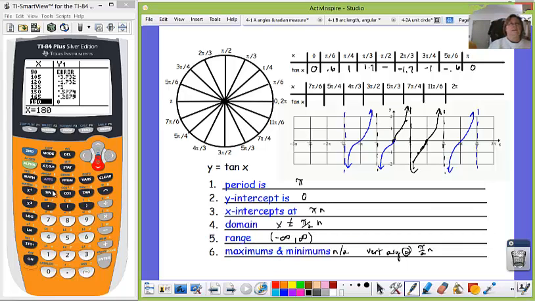Let's come in tomorrow ready to graph some trig functions. Get out there and do that trig, please.